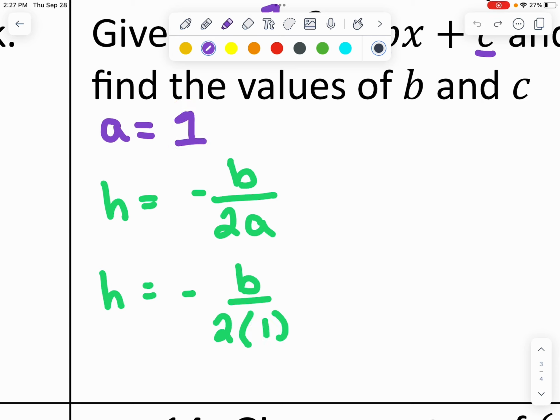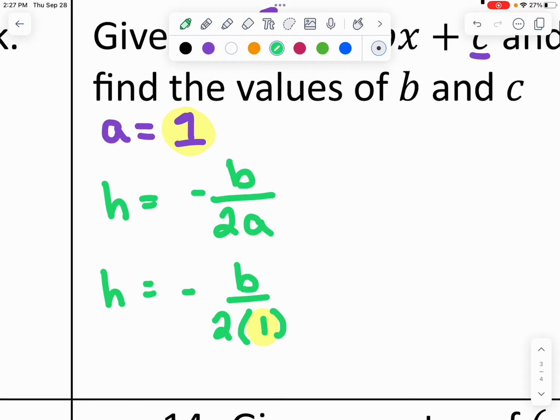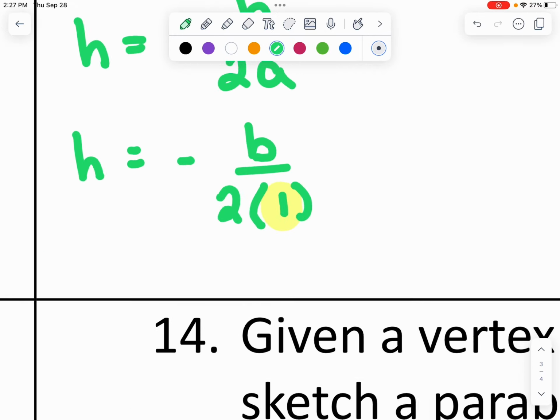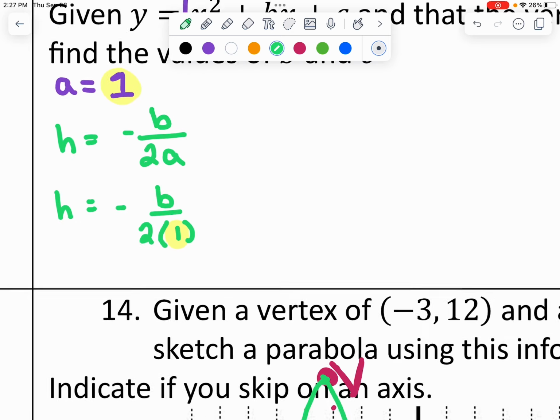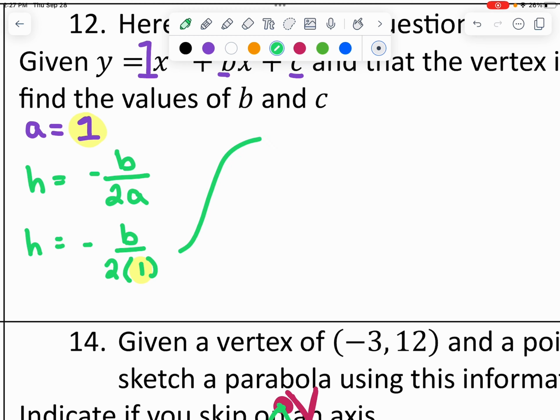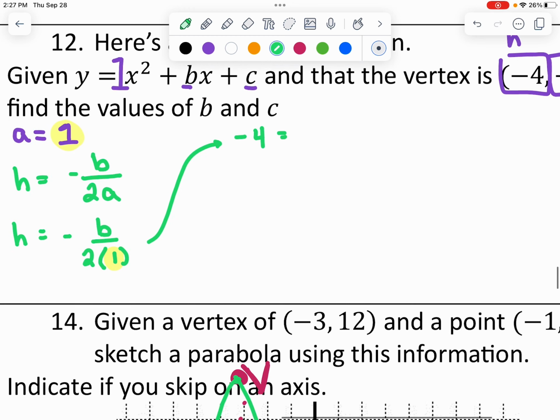Oh, that's a horrible color. Yellow. All right. Now, because they're telling us that the vertex was -4, -7, that means that h can get replaced with -4. So I'm going to move right here. h is -4 because of the point -4, -7. That's equal to opposite b over 2 times a, which, I'll just do 2 times 1 is 2.